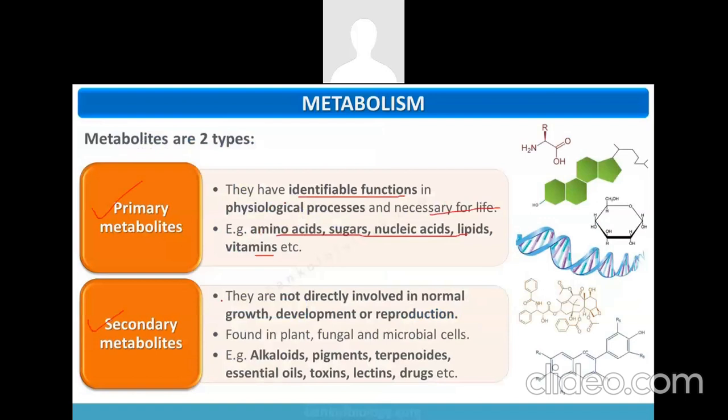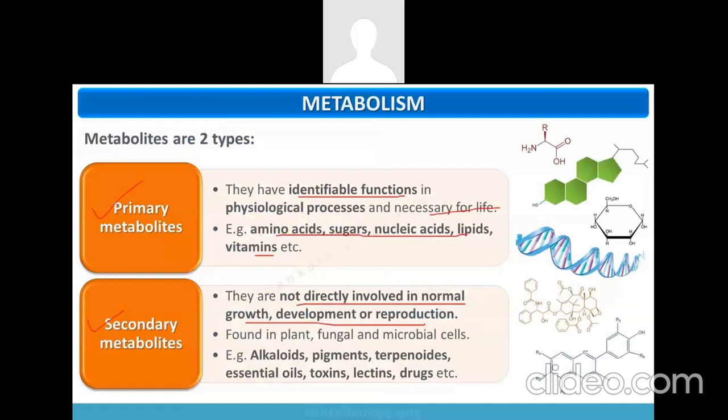The secondary metabolites are those which are not directly involved in growth, development, and reproduction, but they are indirectly involved. And they are exclusively found in plant, fungal, and microbial cells. Examples include alkaloids, toxins, lectins, drugs, etc.